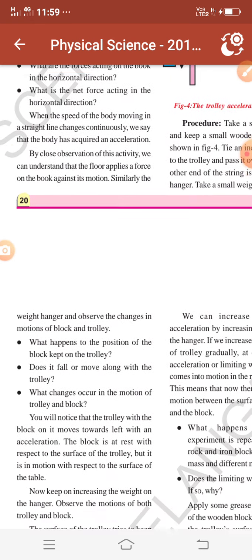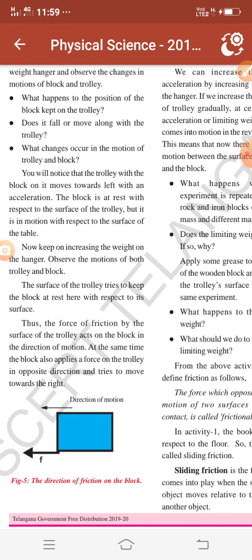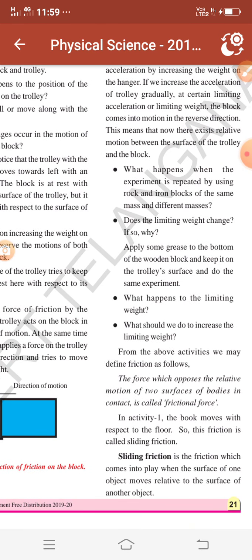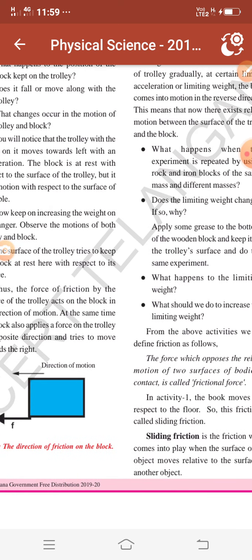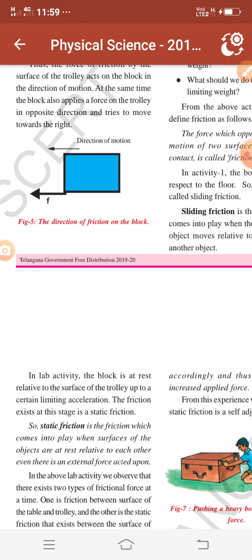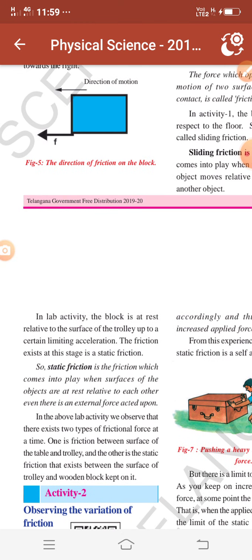Now, what is static friction? Static friction is the friction which comes into play when the surfaces of the objects are at rest relative to each other, even when there is an external force acting upon them.